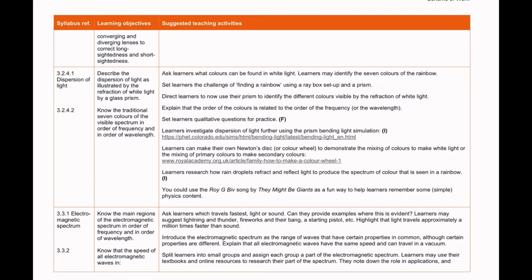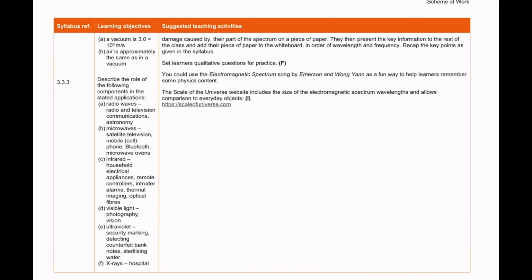Key concept, electromagnetic spectrum. Learning objectives. Know the main regions of the electromagnetic spectrum in order of frequency and in order of wavelength. Note that the speed of all electromagnetic waves in a vacuum is 3 × 10^8 meters per second, and that in air it is approximately the same as in a vacuum.